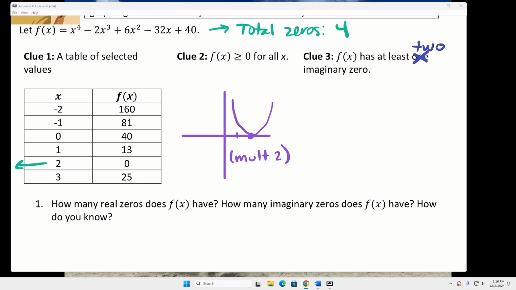So number 1 says, how many real zeros and imaginary zeros does f have? What do y'all think? I'll let you think about it for a second. There's a total of 4. There has to be an even number of imaginary. And we know we have this real zero with a multiplicity of 2. 2 and 2, good job.